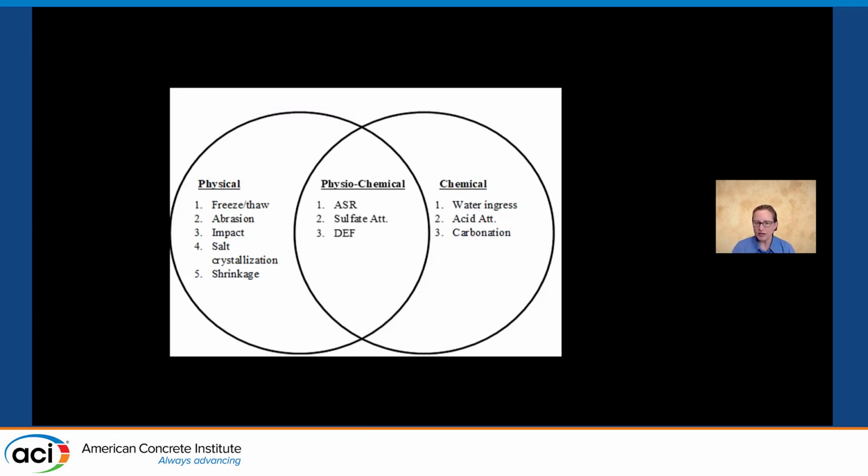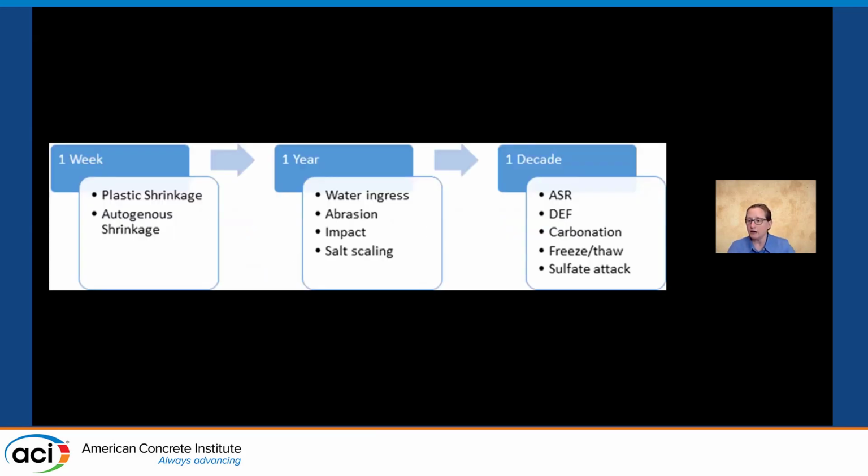A traditional way to look at concrete durability would be to look at the intersection for the Venn diagram here of chemical reaction-based deterioration mechanisms, physical deterioration mechanisms, or a combination physiochemical. This is maybe a traditional way. So here's a couple more that we've seen or used.